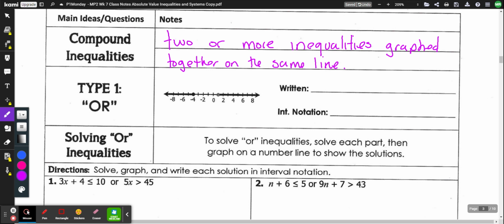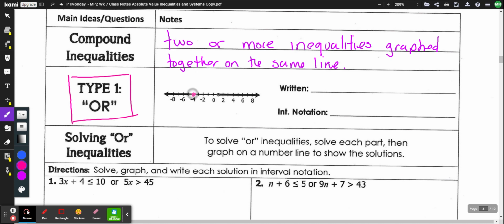so hopefully you guys have time to keep up with the notes for those of you that are writing in your notebook. There are two types of compound inequalities. The first type are OR. We call them OR. And what that means is you're going to either be going one way or the other. So we can think about it like this.